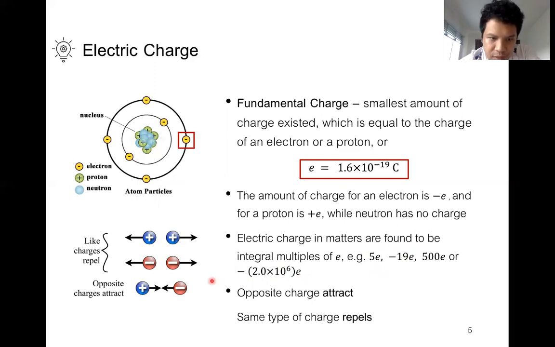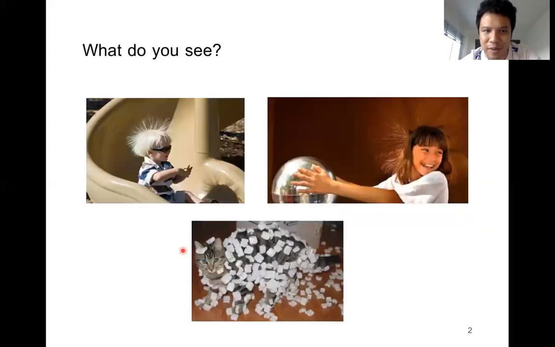Okay, and we know that opposite charges will attract. For example, if you have a positive and a negative charge sitting next to each other, they will attract, and the same type of charge will repel. Okay, so this is what you might see from the pictures before. If we imagine that the hairs of the children all have positive charge, the positive charges will repel each other, and for the cat, if we say that the cat has negative charge and the polystyrene foam has positive charge, they will attract.